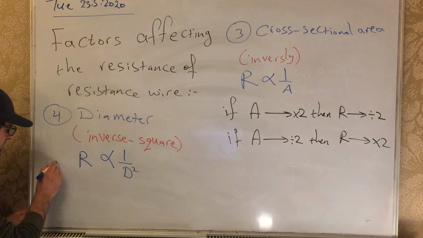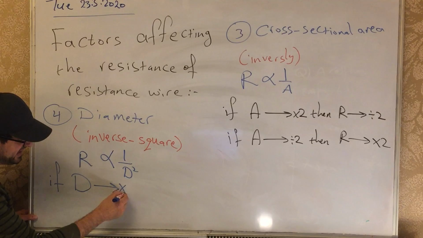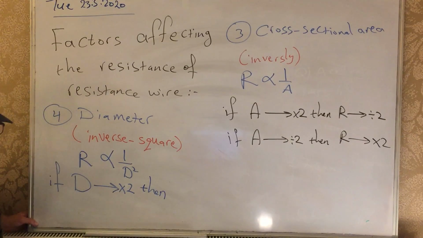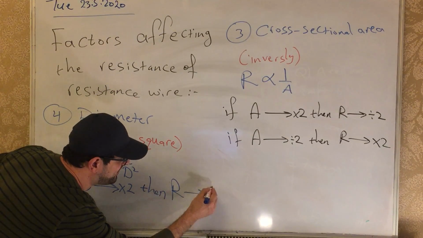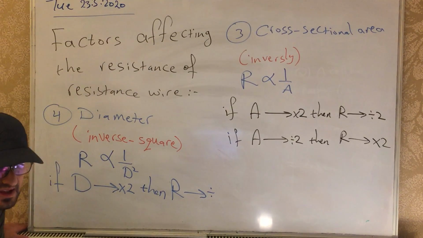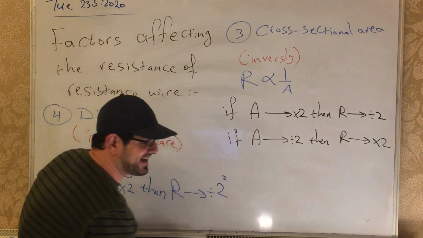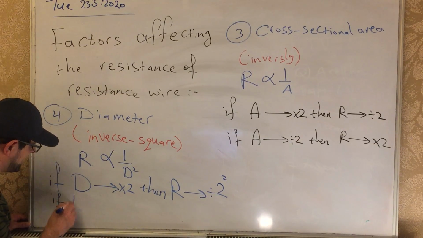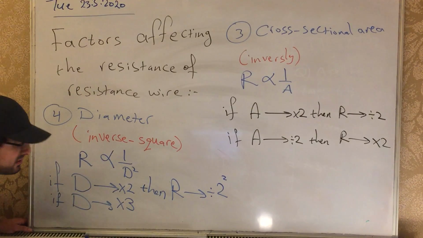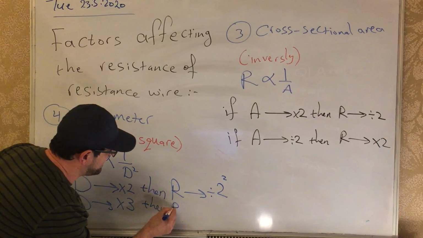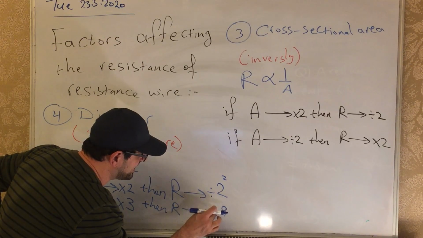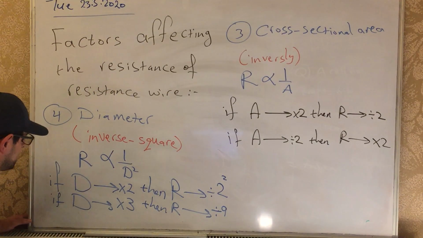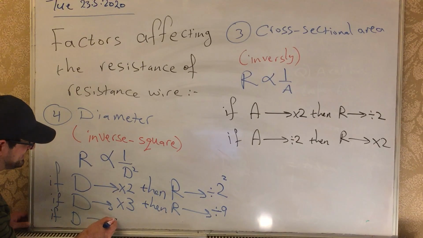If the diameter has been doubled, then the resistance will be divided by 2 squared, which means divided by 4; it will be 4 times smaller. And if the diameter has been multiplied by 3, then the resistance will be divided by 9, because it is divided by 3 squared, not by 6.